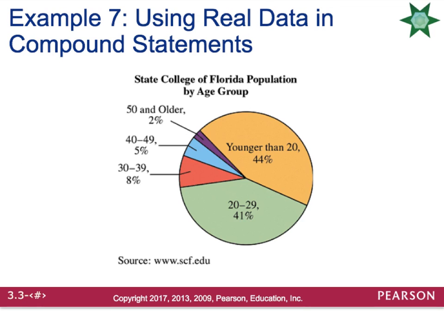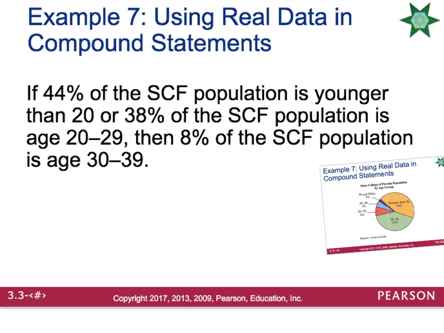So if you look at the graph, they have it split up by age group. Students that are younger than 20 is 44%. Students between 20 and 29 is 41%. Students between 30 and 39 is 8%. Students between 40 and 49 is 5%. And students that are 50 and older is 2%. We're going to use that table to answer questions. We do not need to complete an entire truth table unless you really want to, but you should be able to do this without a truth table.